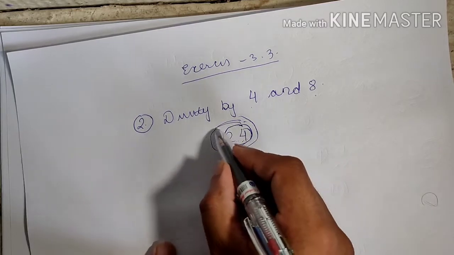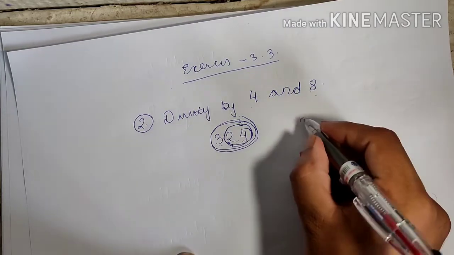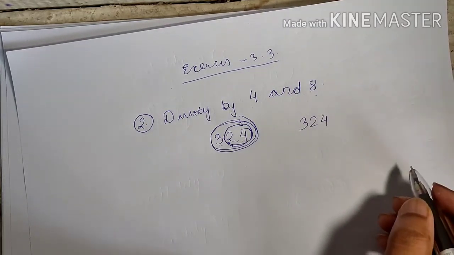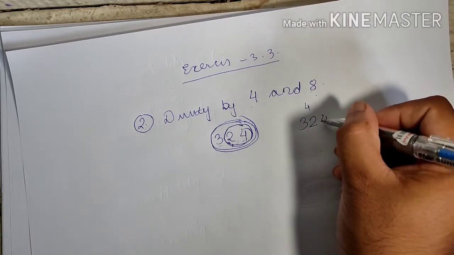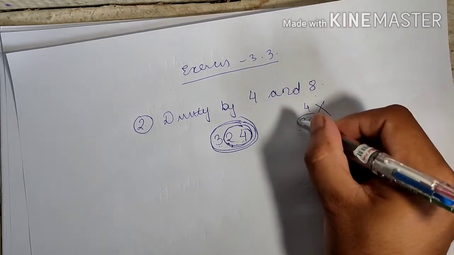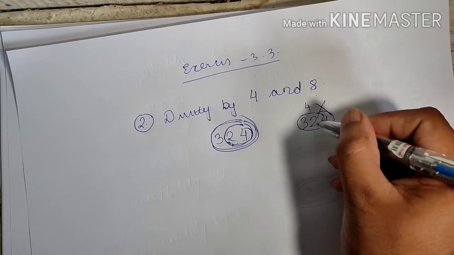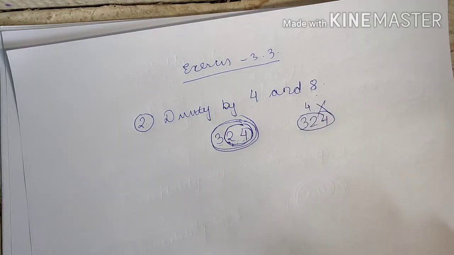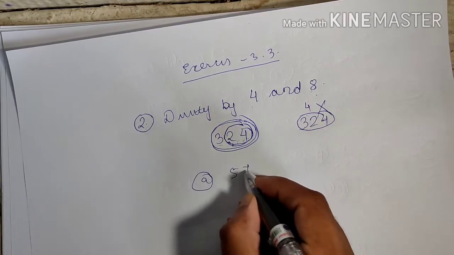What about this 324? Checking for 8. Is 324 divisible by 8? 8 fours are 32, but this 4 is not divisible by 8, so it is not divisible by 8. You have to check the whole number, because for 8 we have to see the last 3 digits, and already this number is in 3 digits. So 324 is not divisible by 8. In that way we'll try to solve your exercise. The first question is 572.